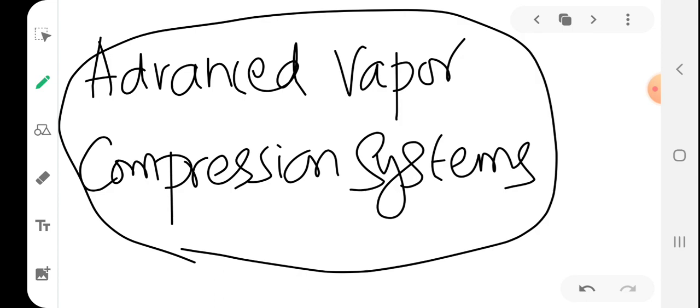Sometimes we may require to increase the refrigeration effect. Sometimes we may require to decrease the size of the compressor, according to the priorities.